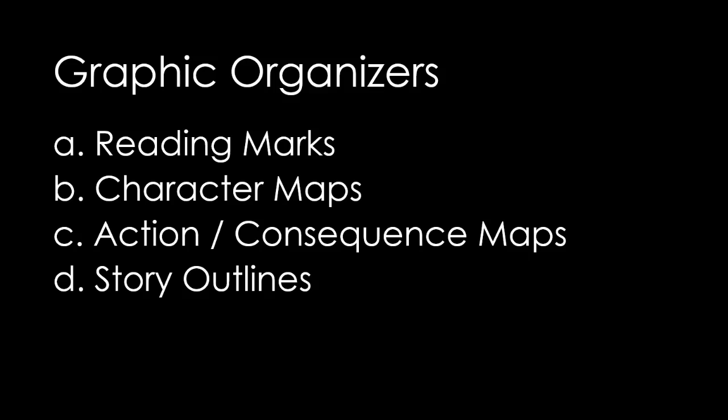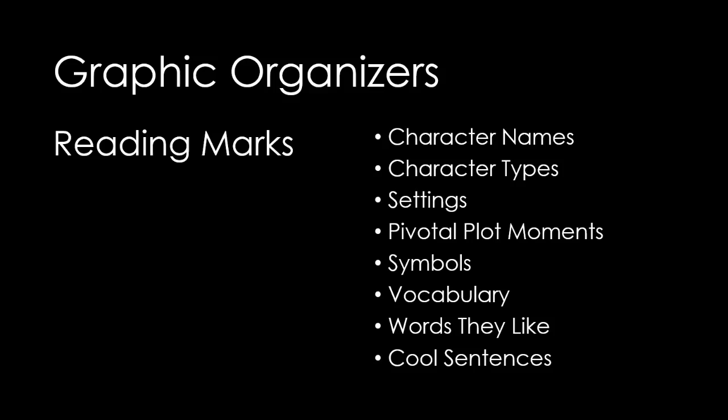But the big 4 that I'm going to talk about at this level are reading marks, character maps, action consequence maps, they're also called cause and effect maps, and story outlines. And I'm hoping you're familiar with most of those. So let's take a look at reading marks. Watch this. There we go. Now, bookmarks or reading marks are all over the internet, and you can find copies of them, and they're sort of cutesy things that are designed to make students write on these little bookmark things.